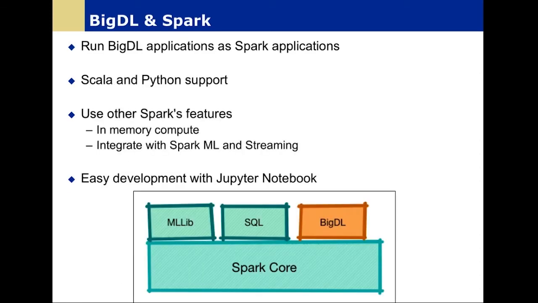BigDL runs as a Spark application, similar to other Spark applications like Spark SQL, Spark MLlib, and Spark GraphX and other things. It supports Scala and Python. It is natively written in Scala. It uses Spark's other features like in-memory compute on Tachyon and Alluxio, integrated with Spark ML and streaming, and allows us to do easy development with Jupyter Notebook.